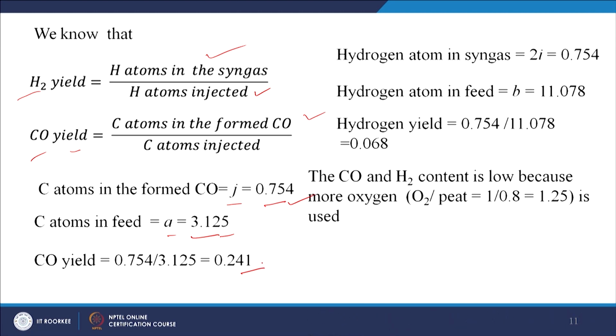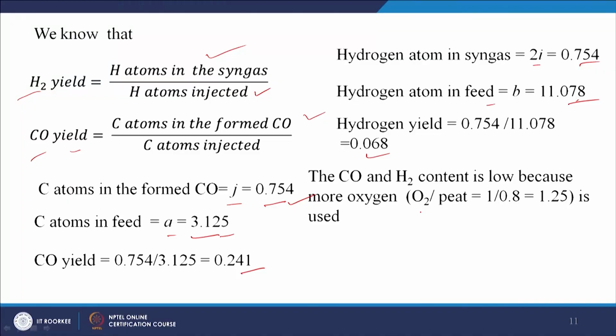And for hydrogen, the hydrogen atom in syngas equals 2I, that is 0.754, and the hydrogen atom in feed equals B, that was 11.078 we have calculated, and then hydrogen yield equals this divided by this. So, it is coming as 0.068, but these yields are not very high. The CO and H2 content is low because of more oxygen.